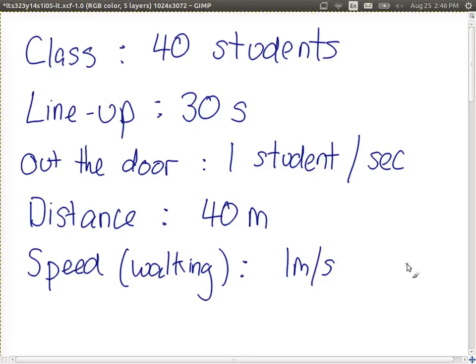So the question is, how long does it take to get this class into the other room? What's the answer? Try and calculate from this information.